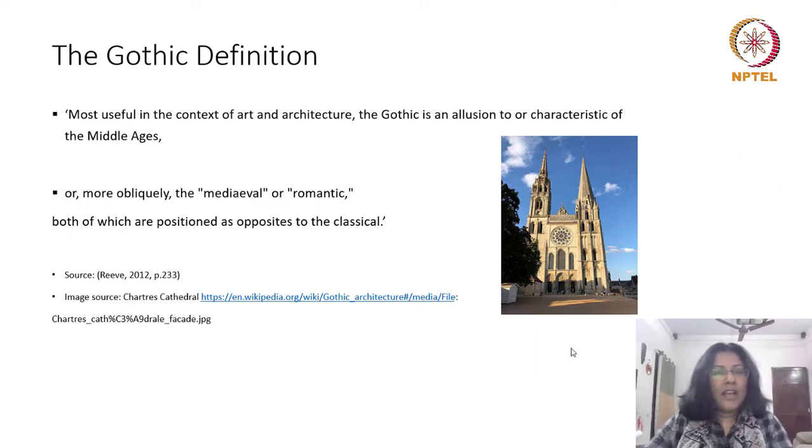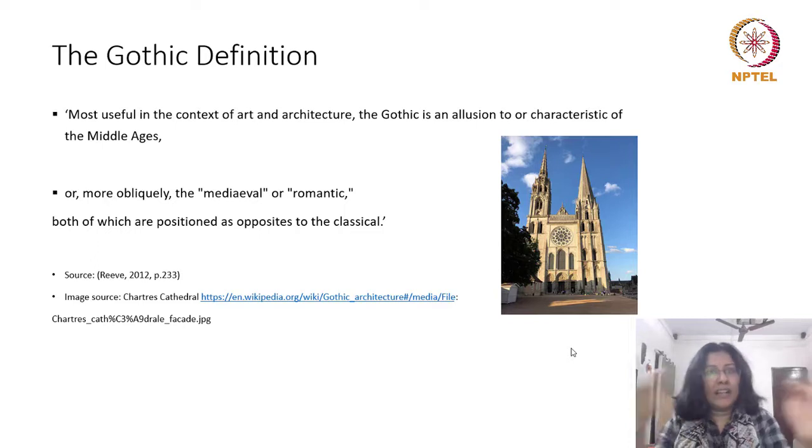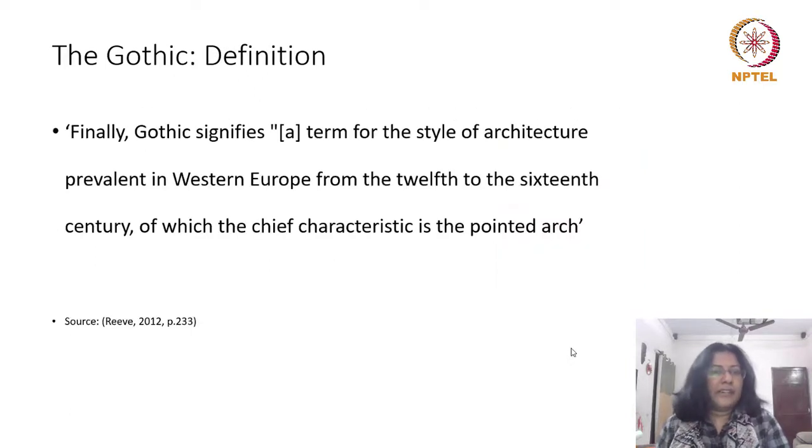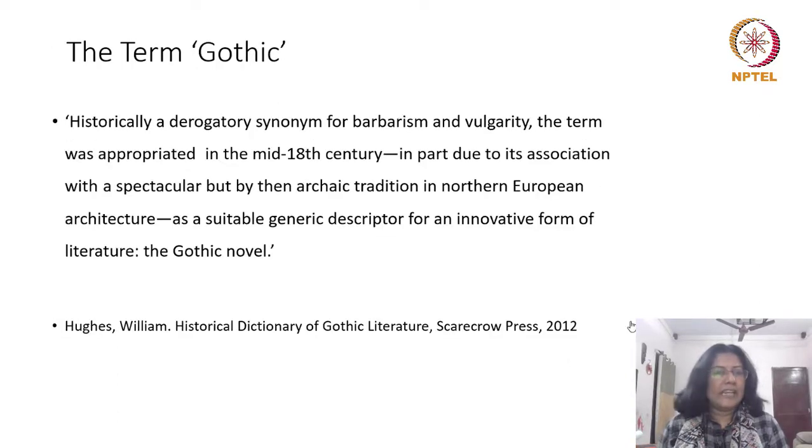So if it's medieval, it's not modern. If it's pleasing to the imagination, it is perhaps not very practical to the rational side of our brains. And again, we are told that it is positioned as oppositional to the classical, the sophisticated cultures of classical learning. Okay, further understanding of this term, let's come to another definition. The Gothic signifies a term for the style of architecture prevalent in Western Europe from the 12th to the 16th century, of which the chief characteristic is the pointed arch. So this definition pertains to the architectural aspect of the Gothic, and the pointed arch is its very iconic characteristic.